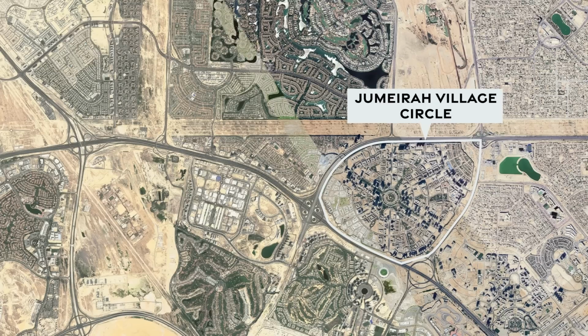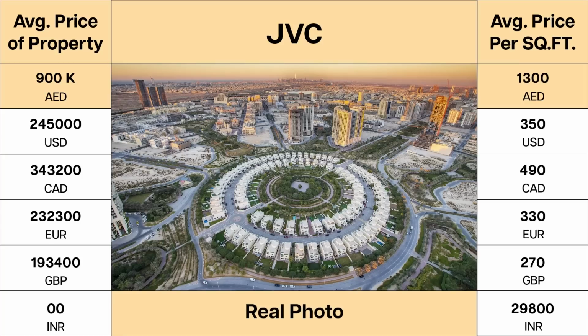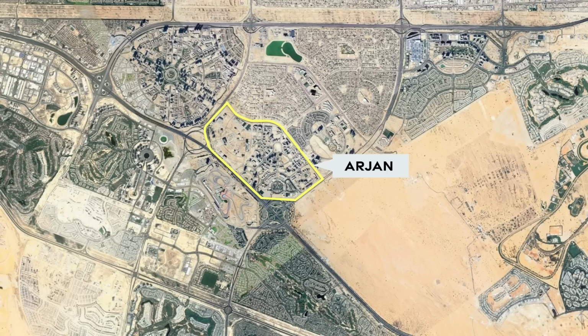This area has maintained a very strong rental ROI, almost always above 7% per year, but concerns are growing over an upcoming oversupply if all the massive new units that have been launched in the last few years are not absorbed. The average price per square foot for apartments is 1300 and the average apartment price is 900,000 dirhams. An area giving strong competition to JVC is Arjan, which is in Dubai Land area.